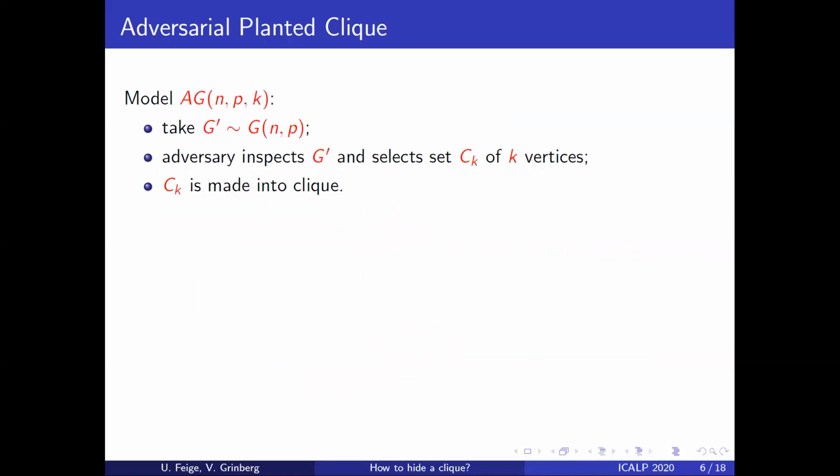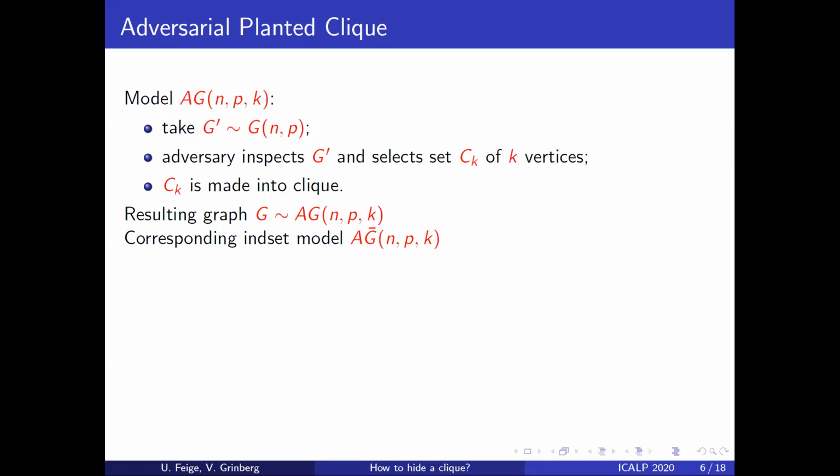In this talk, we introduce a variation of the planted clique and independent set model that we refer to as the adversarial planted clique model. Similar to random planted clique, we start with a random G(n,p) graph G' and parameter k. Then, a computationally unbounded adversary inspects G' and selects a k-vertex set C_k of its choice, and makes it into a clique, obtaining graph G. We refer to this model as AG(n,p,k), and the corresponding model for planted independent set as AG-overline(n,p,k).